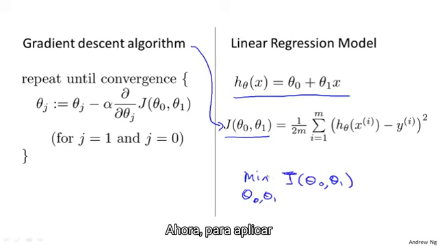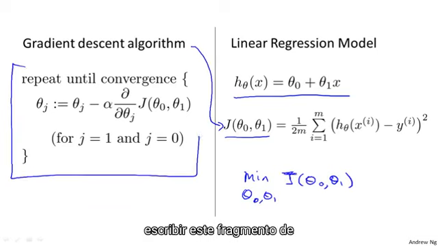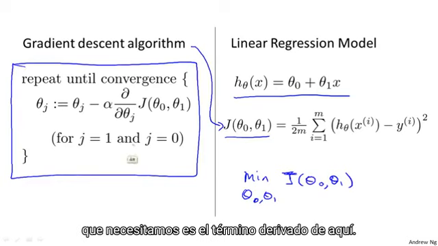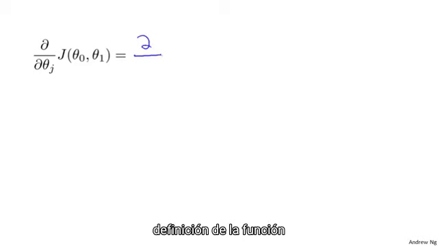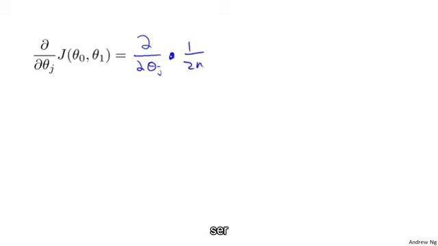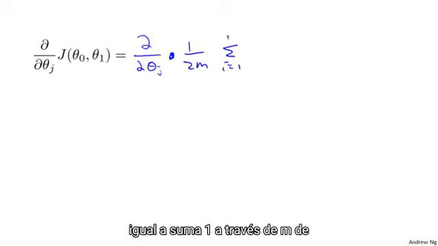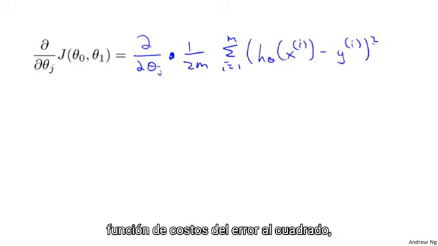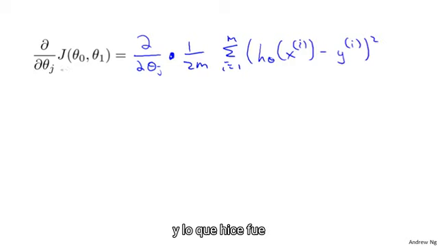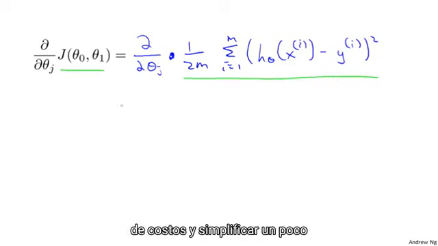Now, in order to apply gradient descent, in order to write this piece of code, the key term we need is this derivative term over here. So we need to figure out what this partial derivative term is, and plugging in the definition of the cost function J, this turns out to be this: sum from i equals 1 through m of this squared error cost function term. And all I did here was plug in the definition of the cost function there.